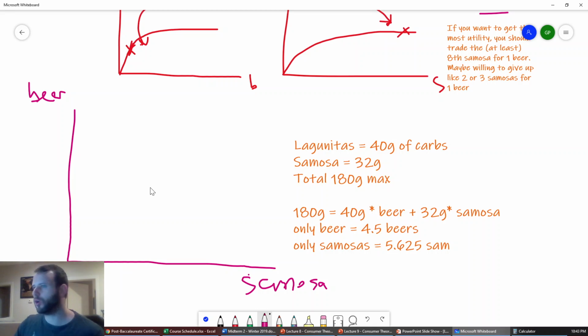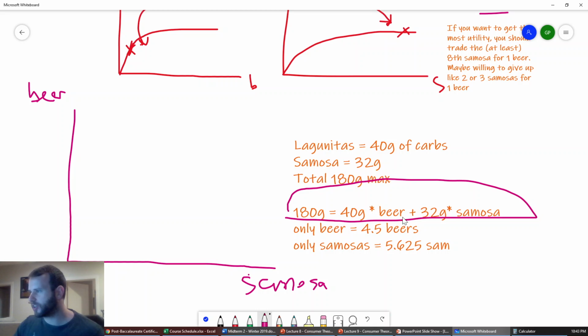Okay. So Abby's got a line representing his budget constraint. This is his total budget constraint. He can consume some amount of beer and some amount of samosas as long as he's got 180 grams between the two of them.